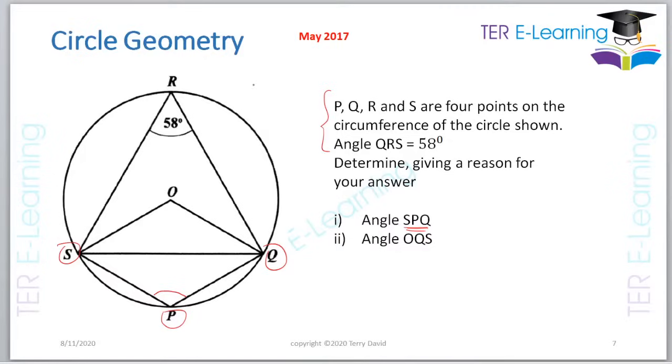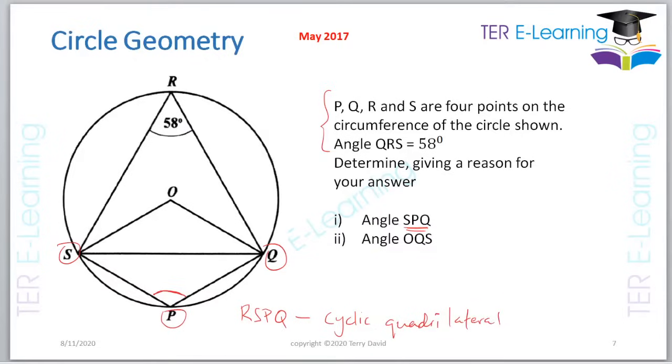So calculating angle SPQ is very straightforward, right? I'm going to tell you why it's straightforward. It is because R, S, P, Q are the points or the vertices of a quadrilateral, and they all lie on the circumference of the same circle. Therefore, what we are looking at is a cyclic quadrilateral. So this is a cyclic quadrilateral.